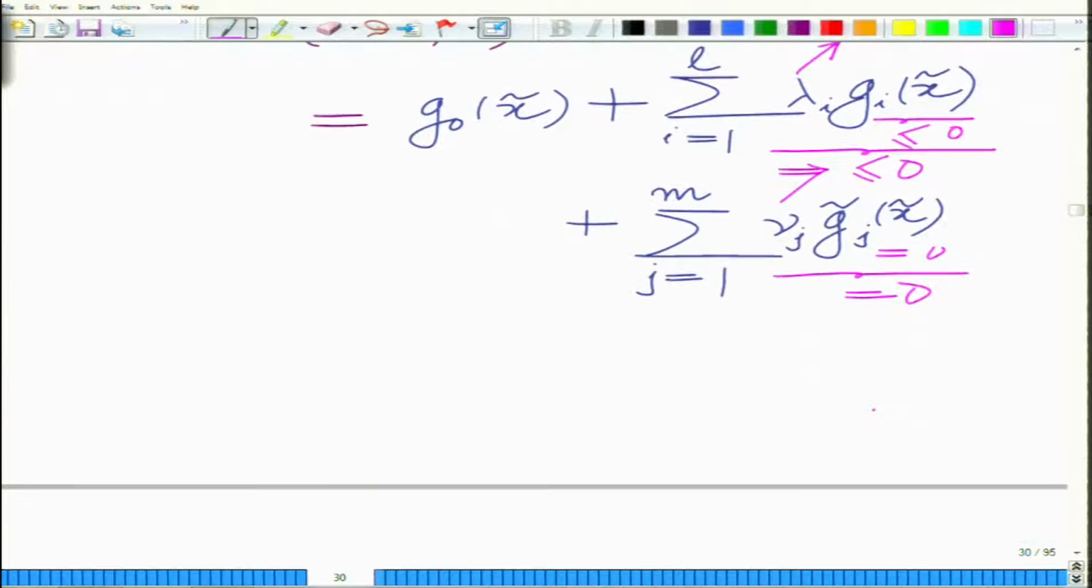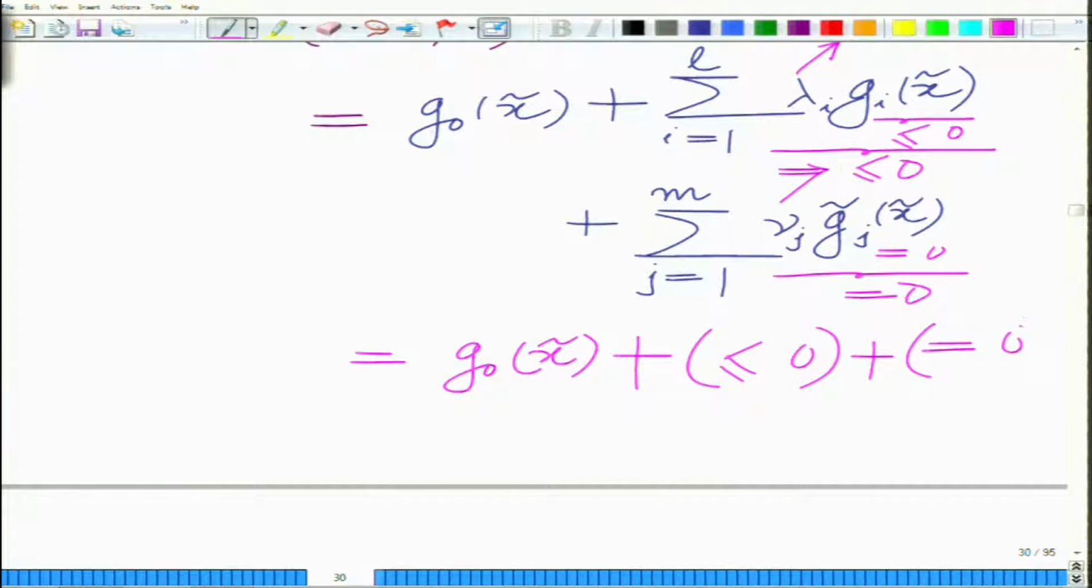So, we have this is equal to G naught of x tilde plus some quantity that is less than or equal to 0 plus some quantity that is equal to 0, and so you have G naught of x tilde plus some quantity is less than or equal to 0, which is a negative quantity, which implies that this is therefore less than or equal to G naught of x tilde. That is basically your quantity on the left.